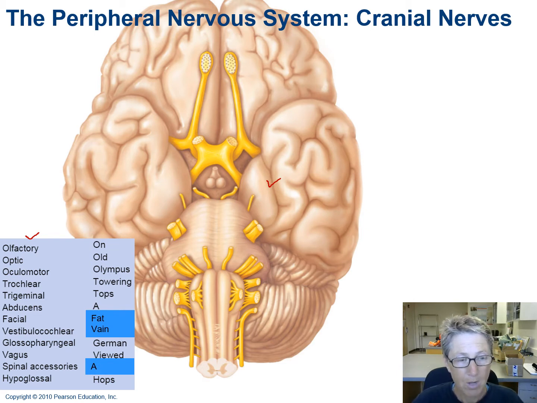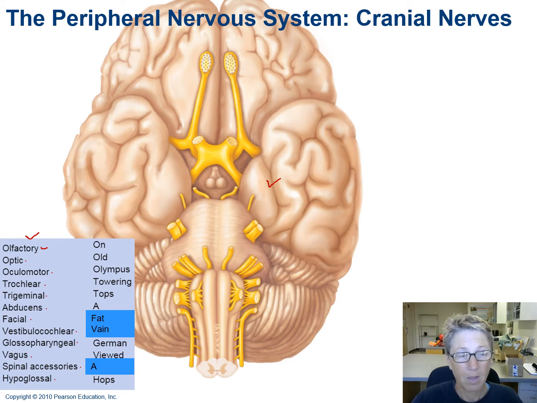The names of the cranial nerves in order from Roman numeral 1 to Roman numeral 12 are the olfactory nerve, the optic nerve, the oculomotor nerve, the trochlear nerve, the trigeminal nerve, the abducens nerve, the facial nerve, the vestibulocochlear nerve, the glossopharyngeal nerve, the vagus nerve, the accessory nerve, and the hypoglossal nerve. And there are lots of mnemonics out there that can help you memorize the names of these cranial nerves.